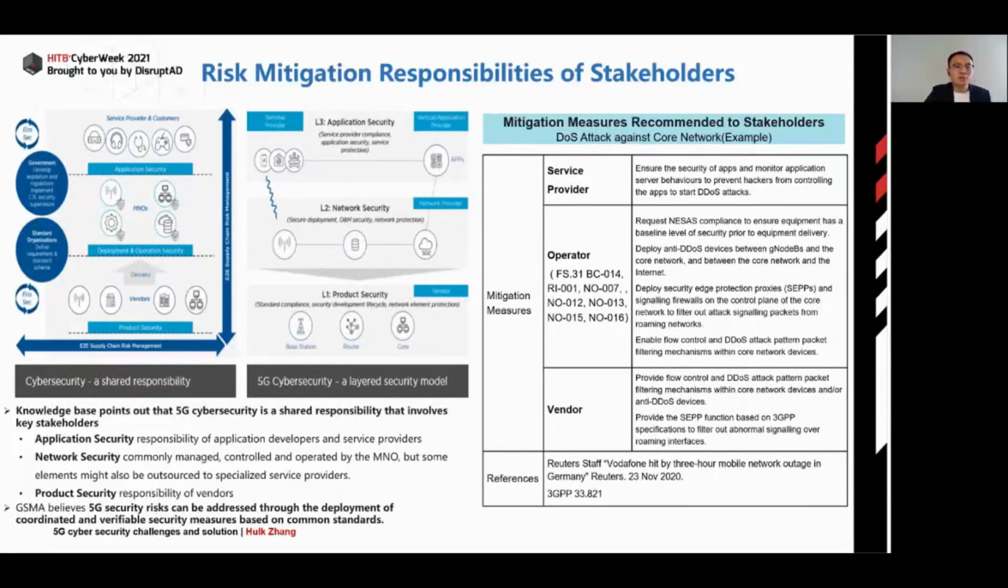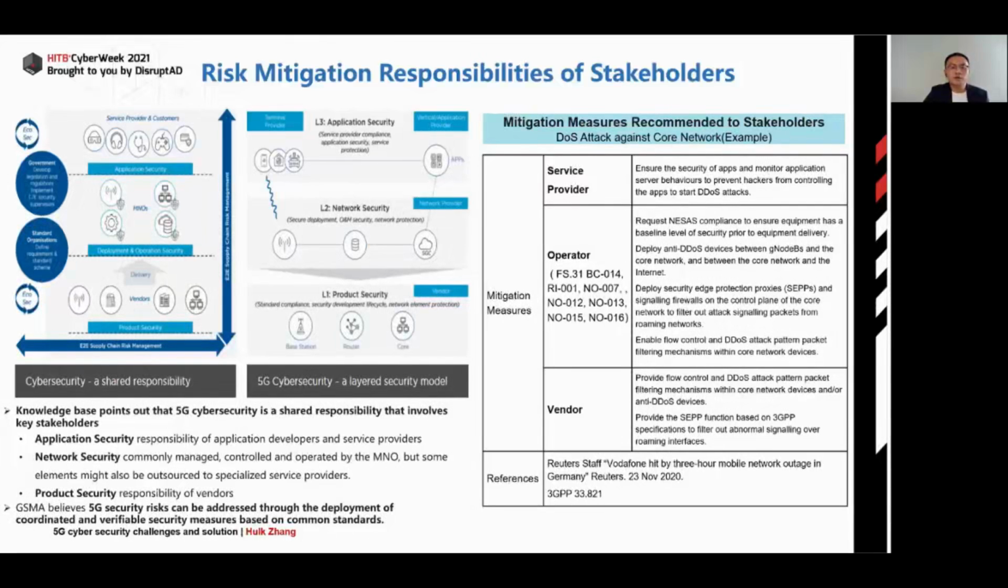And it is summarized that application security is the responsibility of application developers and service providers. The network security is commonly managed, controlled, and operated by the mobile network operators, but some elements may also be outsourced to specialized service providers. And for the product security, this is the responsibility of the vendors.